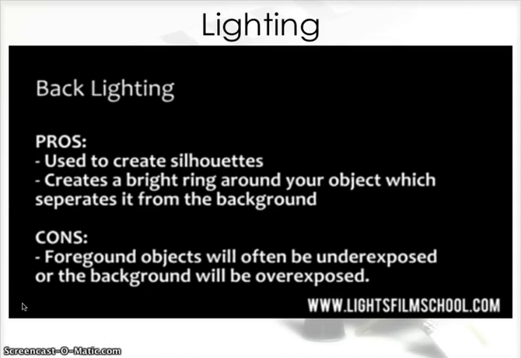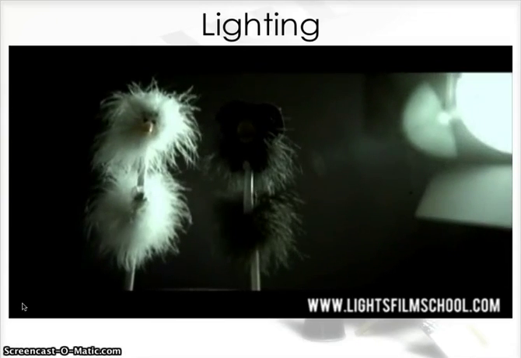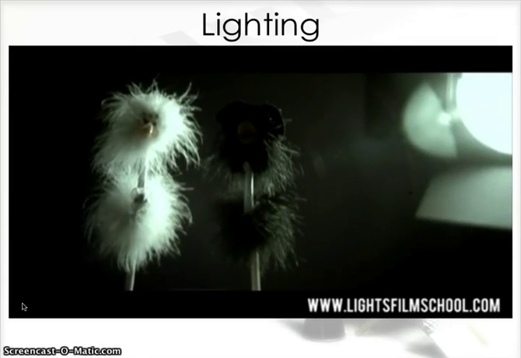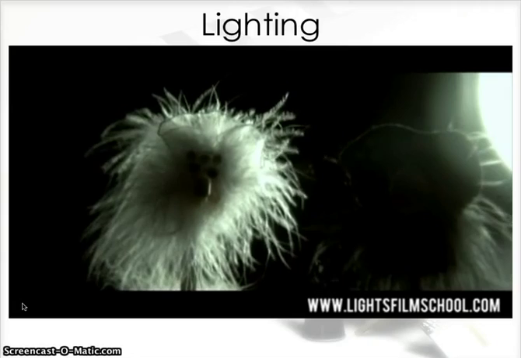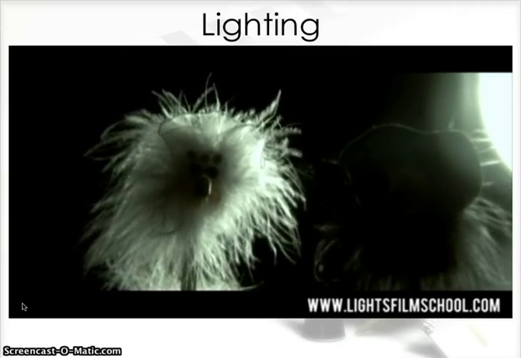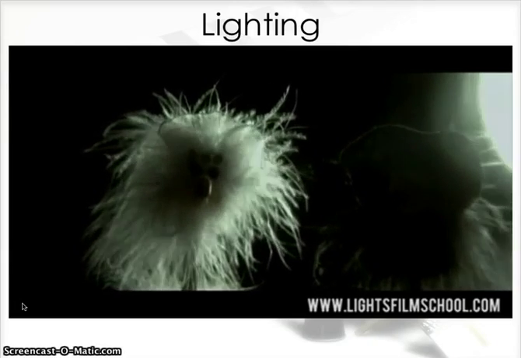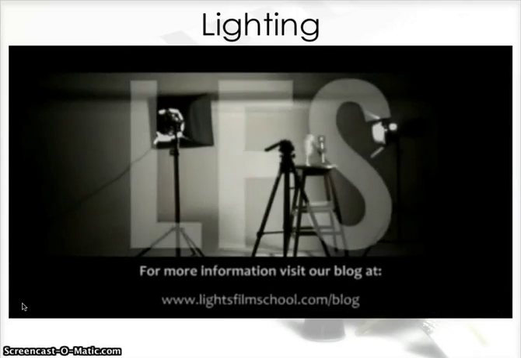Backlighting, so it's used to create silhouettes, so the front of their faces are going to be pretty dark. Creates a bright ring around your object that separates it from the background, and like I said, the foreground or the front things that you want to see is going to be undershown. So notice we don't even see the beak on the black pen there, but it makes the white pen look even angelic. So you can create some mood that way.